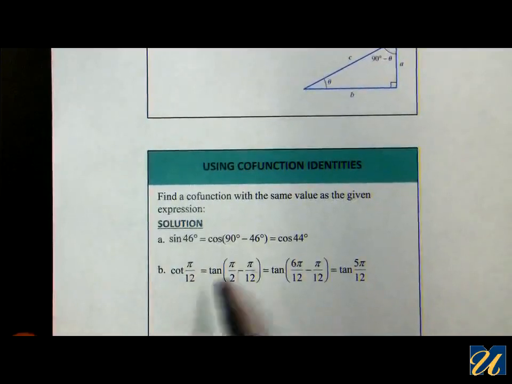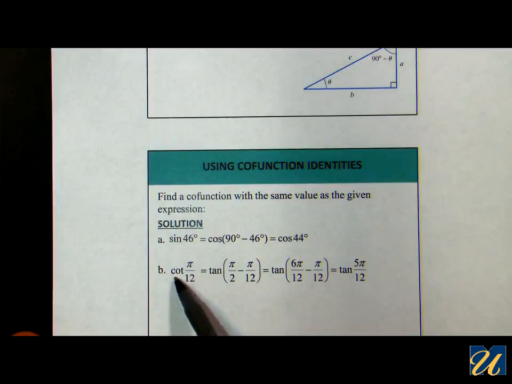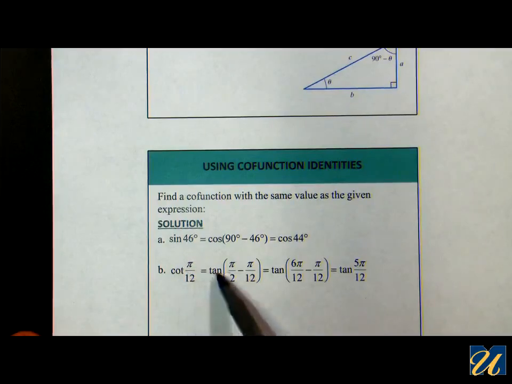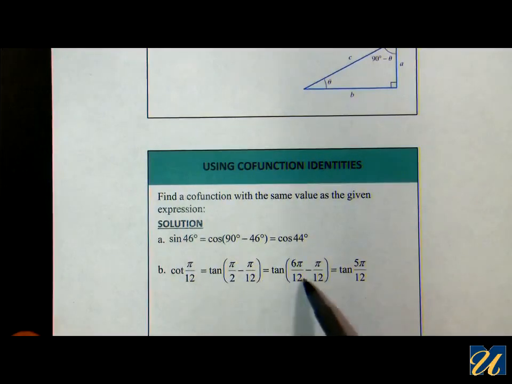The cotangent of pi over 12: the cotangent is the co-function of the tangent, so tangent and cotangent are co-functions. So the cotangent of theta is equal to the tangent of 90 minus theta. Here we're in radians, so you have to use pi over 2 minus theta. Find a common denominator, and we get 5 pi divided by 12. So the cotangent of pi over 12 is exactly the same as the tangent of 5 pi over 12.